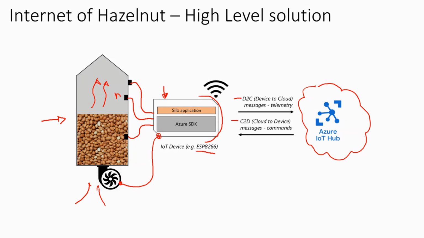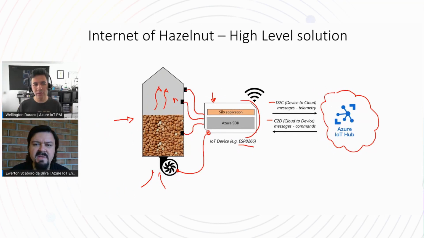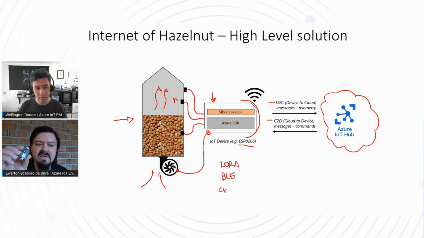Hey, Wellington. When we're developing solutions for IoT, there are many platforms and technologies that we can use. For example, it's very common to use LoRa, Bluetooth LE, Sigfox, and cellular. Why did you choose exactly the ESP8266 with Wi-Fi for this solution?